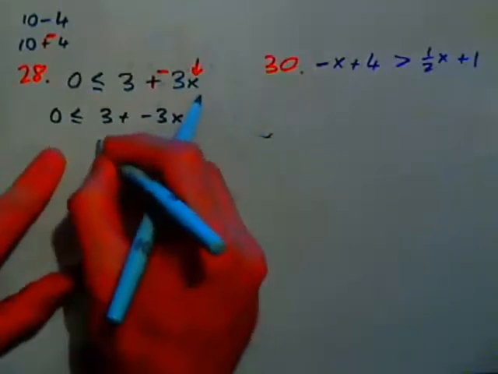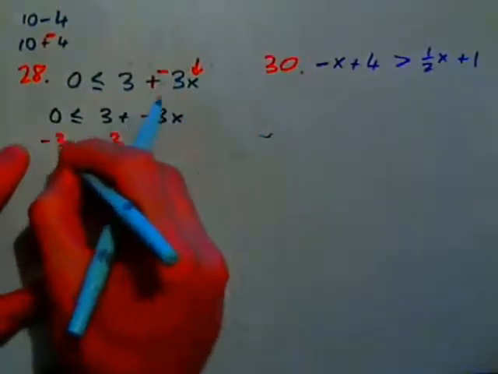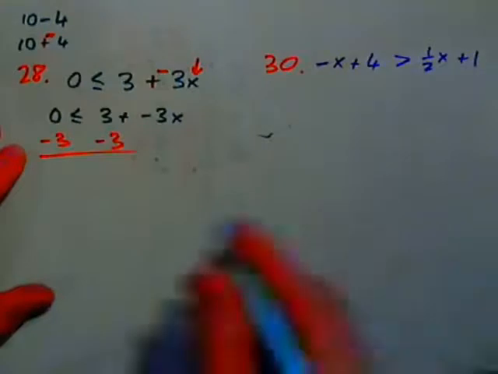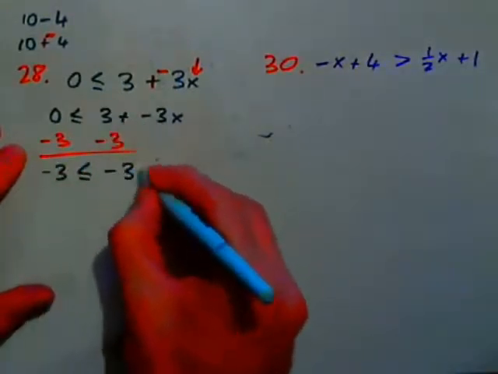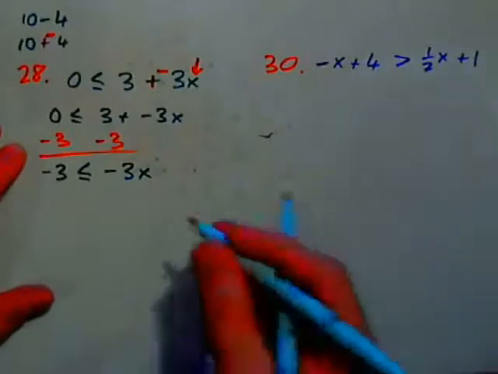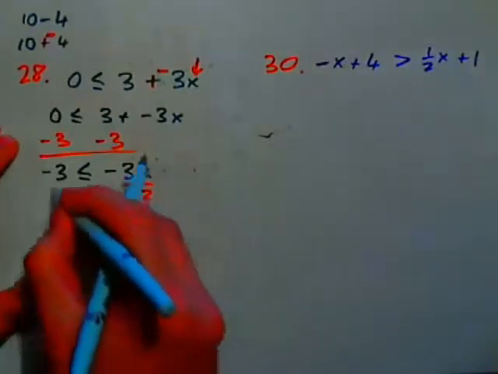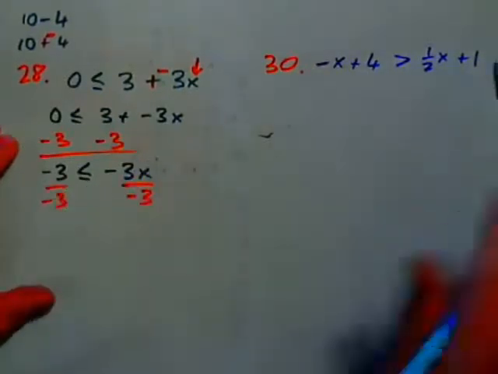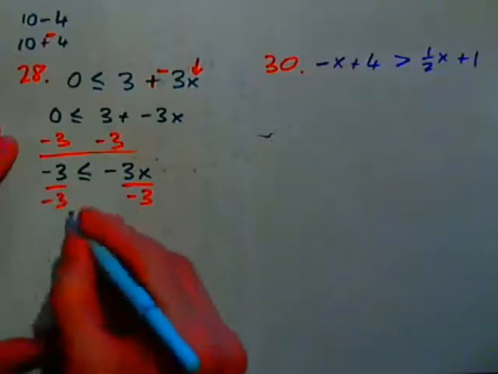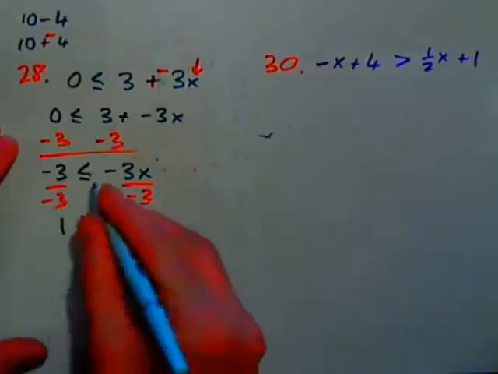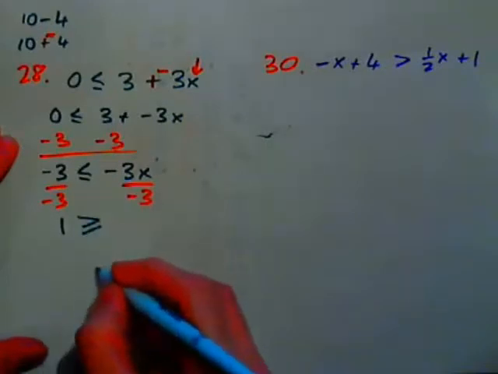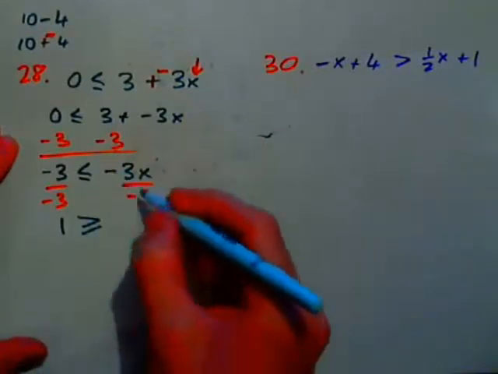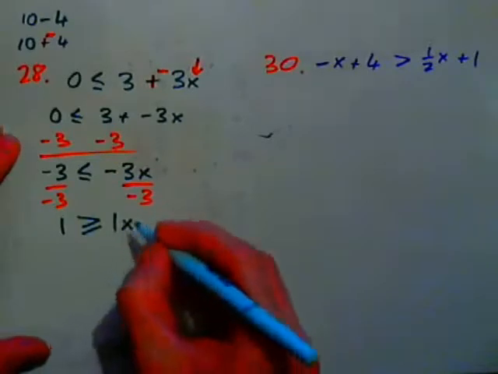So the first thing to do is subtract 3 from both sides. That's the easiest thing to do. And you get negative 3 is less than or equal to negative 3x. Now get x by itself: divide by negative 3 on both sides. Negative over negative is positive, 3 over 3 is 1. And we divided by a negative, so change the direction of the inequality. So that's 1x.